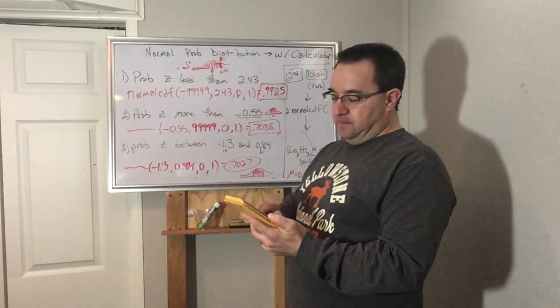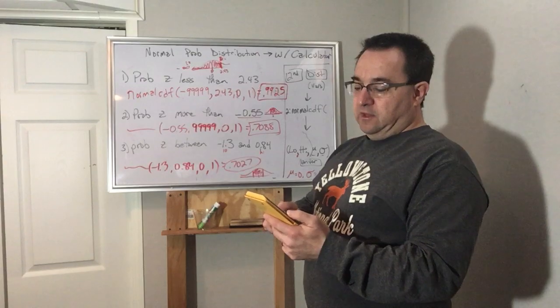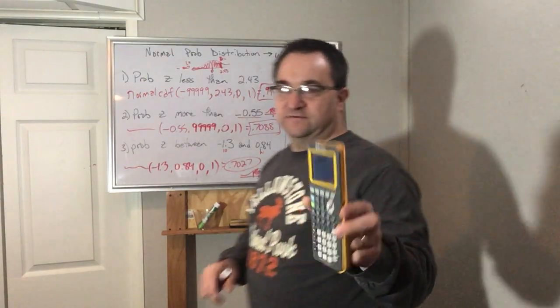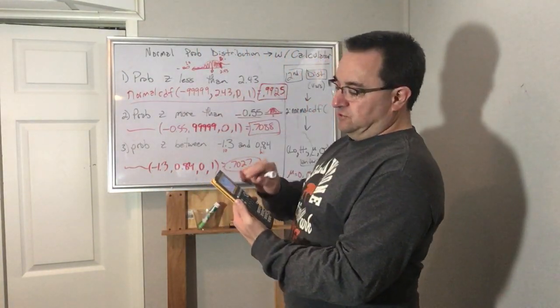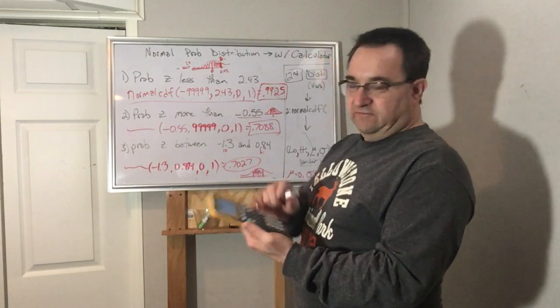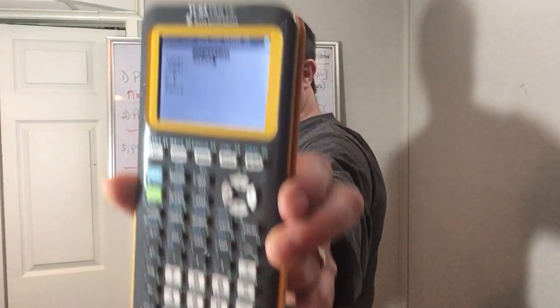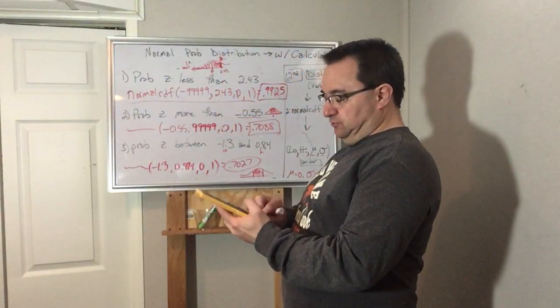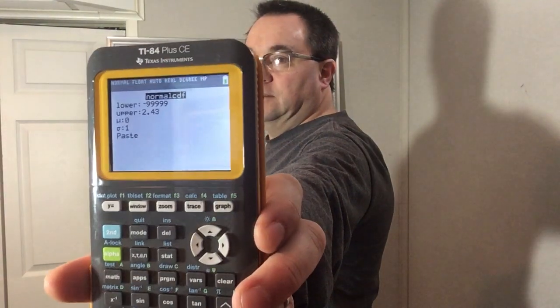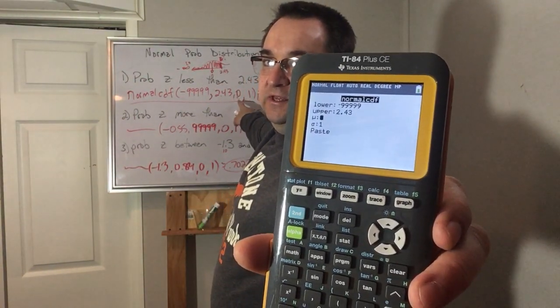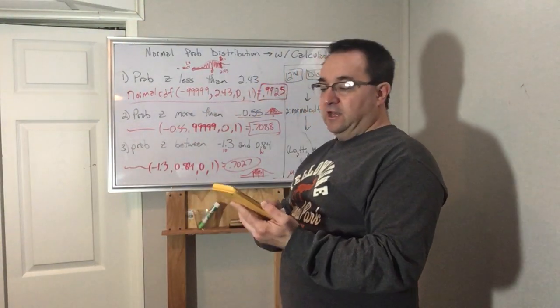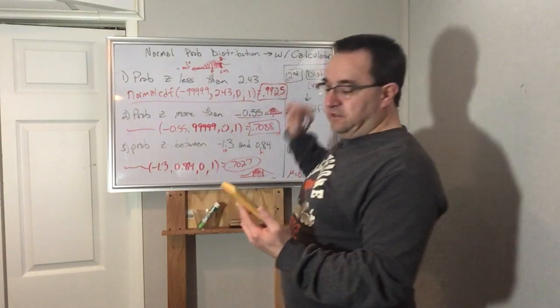So I'm turning mine on here. Second distribution, same first step. And I press normal CDF. And now the thing is, this screen is different. This doesn't show me this on the screen. It shows me this on the screen. So for that, it's just separating these one at a time. So low, it already has minus 1E. So we can leave that in, or we could change it to minus 9999. And then I'm going to put upper 2.43. It's already got 0 and 1 for the mean. So low, high, mean, standard deviation. And all I got to do is press the enters. And there it is, the same answer.